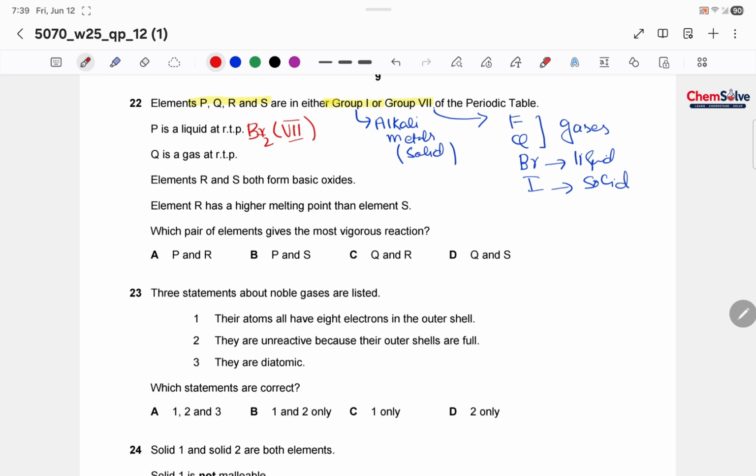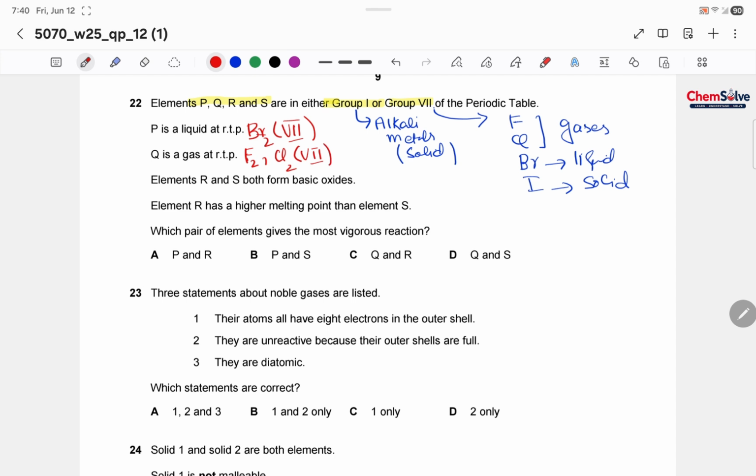Okay, Q is a gas. Again, it couldn't be an element of group 1 because they are metals and all of them are solid. So Q is either fluorine or it could be chlorine. Again, it belongs to group 7.